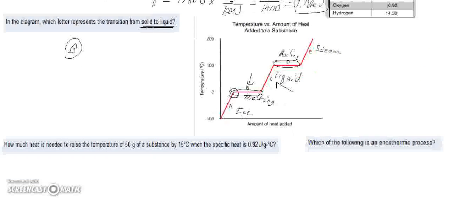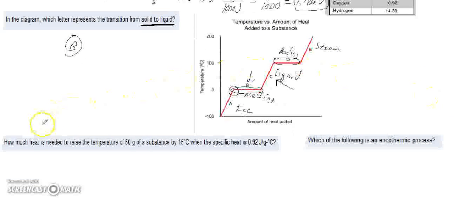Next one: how much heat is needed to raise the temperature of 50 grams of a substance by 15 degrees Celsius when the specific heat is that? And this one I was a little bit disappointed in because there's not really any trick to this one. It's just plugging numbers into the specific heat equation and then solving. So this one, our specific heat equation again, is this.